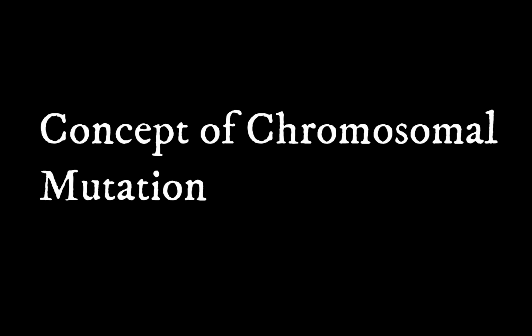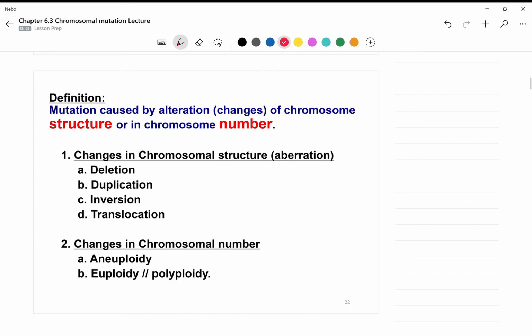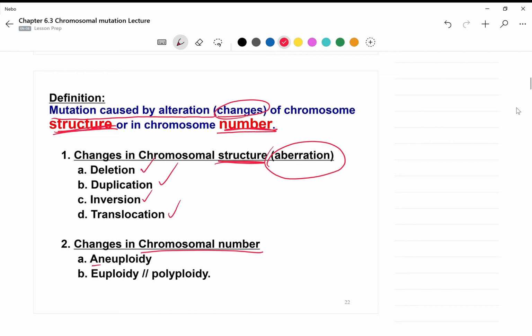Chromosomal mutation is defined as the mutation caused by alteration or changes of chromosomal structure, or in terms of the number. Under structure, which we sometimes also call aberration, we have 4 types: deletion, duplication, inversion, and translocation. In terms of chromosomal number, we have 2 of them, which are aneuploidy and euploidy.